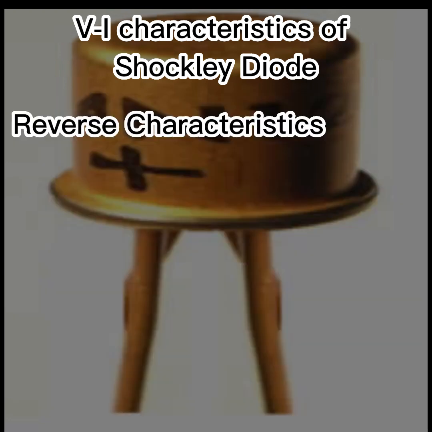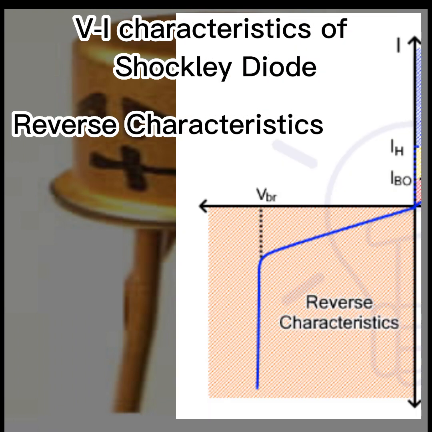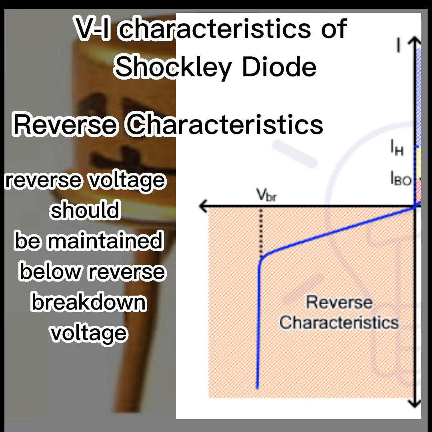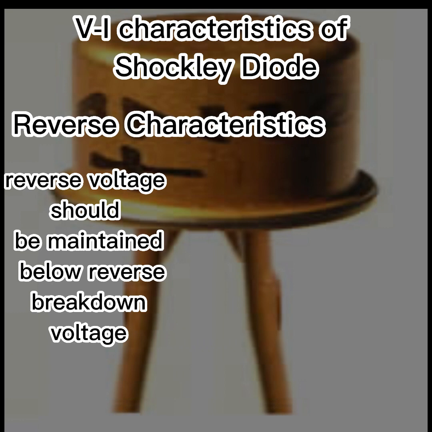Reverse characteristics. Shockley diode does not conduct current in reverse bias. Initially, there is a small reverse leakage current that depends on the thermally generated minority carriers. Thus it varies with temperature. As the reverse voltage increases, the leakage current gradually increases until the voltage reaches the reverse breakdown voltage. Avalanche breakdown occurs, and a large current starts flowing through the diode. The reverse voltage should be maintained below the reverse breakdown voltage as it permanently damages the device.